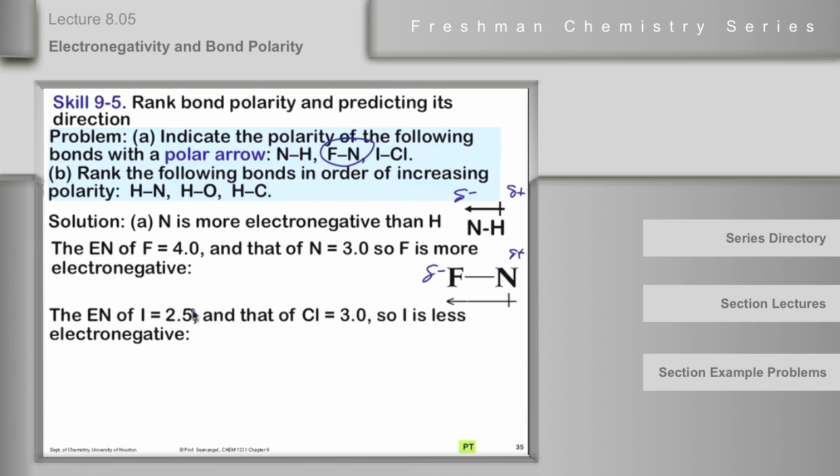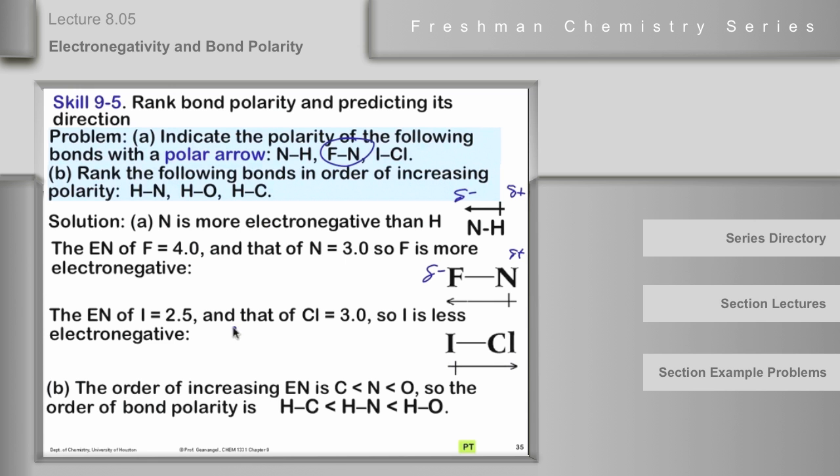And iodine has an electronegativity of 2.5, just a little bit above that of hydrogen, actually. Chlorine is 3.0, so iodine is less electronegative, and the arrow will go from the iodine. The cross on the tail here means this is the positive end, and the chlorine will be delta minus.